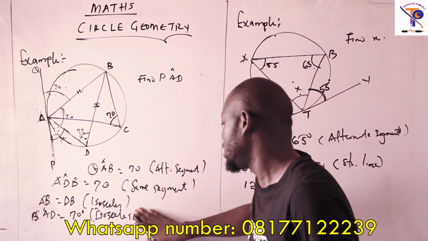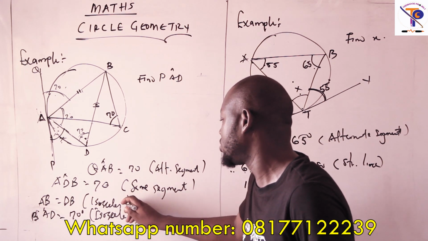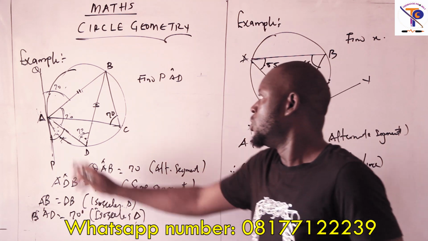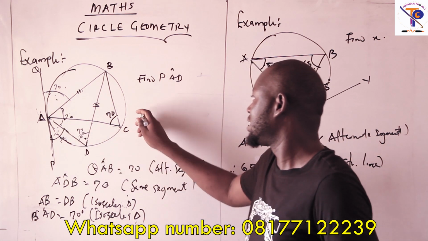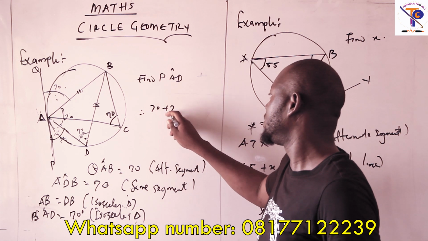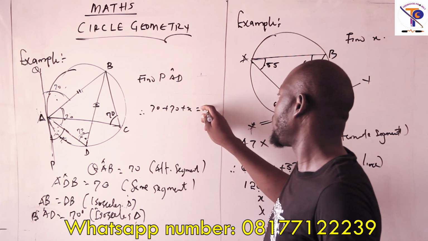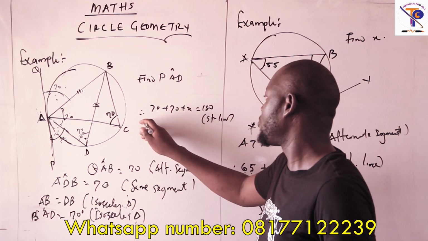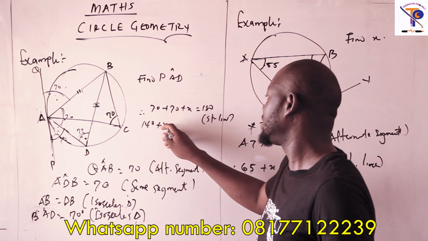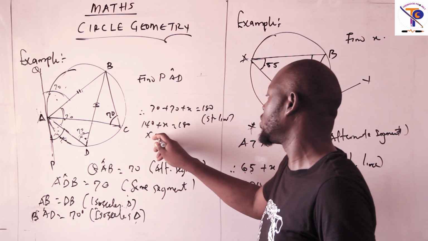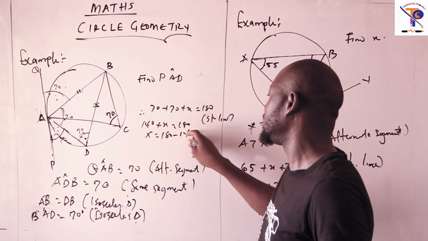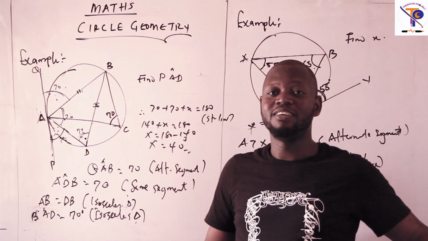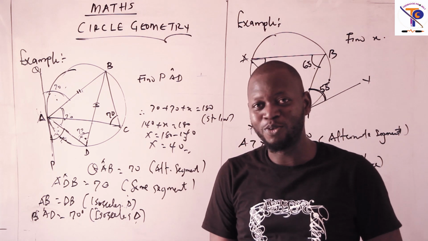Triangle. Isosceles, let me write my triangle very well. Isosceles triangle. So from here we can have 70 plus 70 plus x. Therefore we have 140 plus x is equal to 180. We know that, right? Straight line. So our x is equal to 180 minus 140. So my x is equal to 40 degrees. Then you have your full mark for WAEC and NECO.